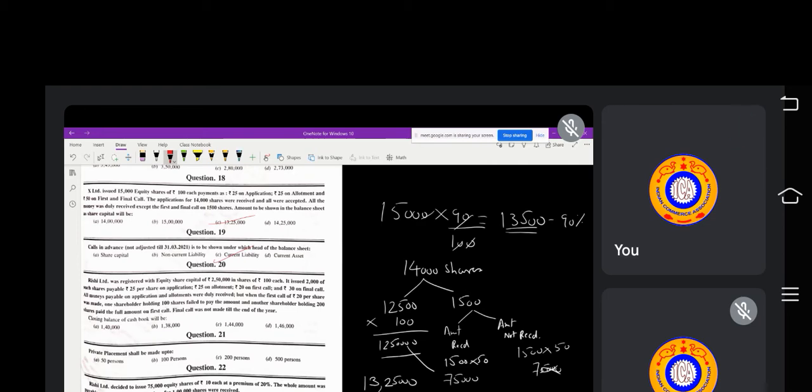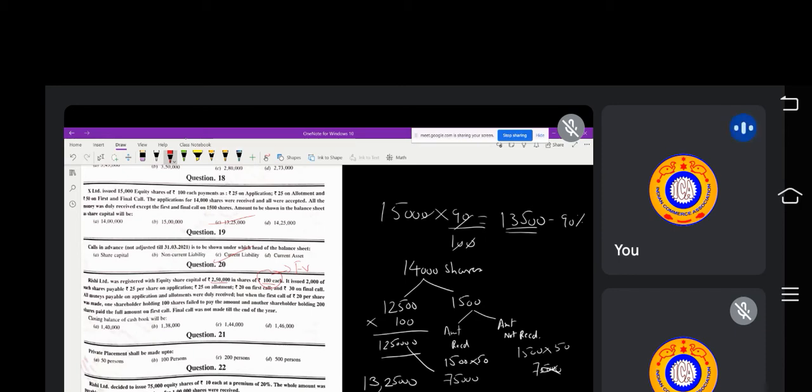Rishi Limited was registered with equity share capital of rupees 2,50,000 in shares of rupees 100 each. So 100 rupees is our face value of the shares. It issued 2,000 of such shares payable rupees 25 per share on application, rupees 25 on allotment, rupees 20 on first call and rupees 30 on final call.